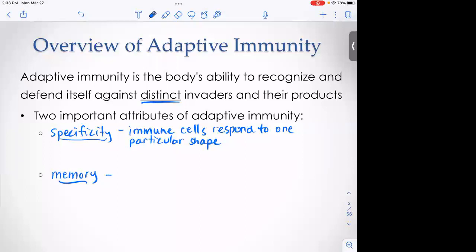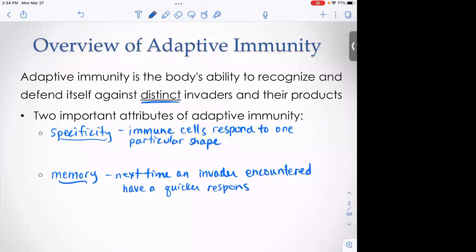And the other important attribute is memory. So the next time an invader is encountered, we have a much quicker response. Because remember that, I had chickenpox when I was 8. I have probably been exposed to chickenpox many times since then, but I never even got sick because I have memory cells that recognize that right away and fought it off even before I got sick.